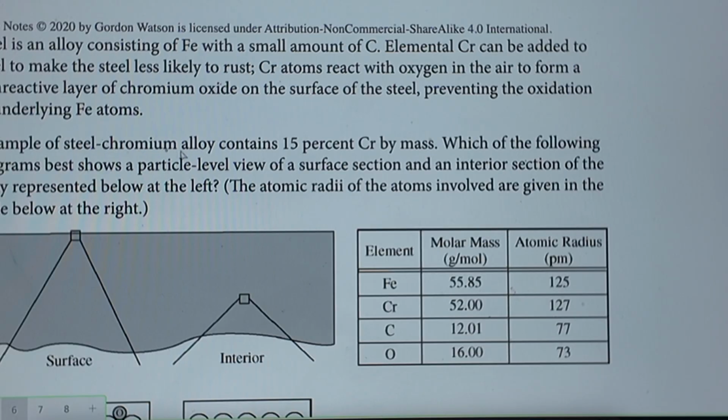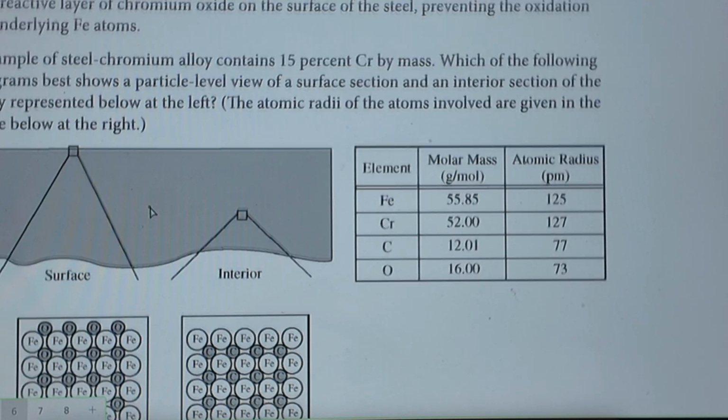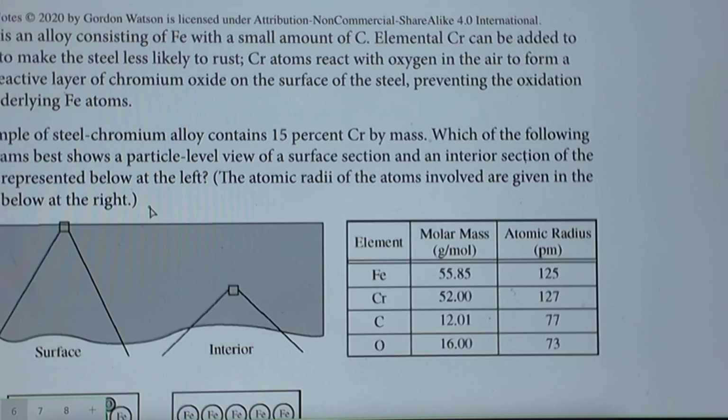A sample of steel chromium alloy contains 15% chromium by mass. Which of the following diagrams best show a particle-level view of a surface section and interior section of the alloy represented to the left? Okay, so I guess this is the surface and this is the interior.